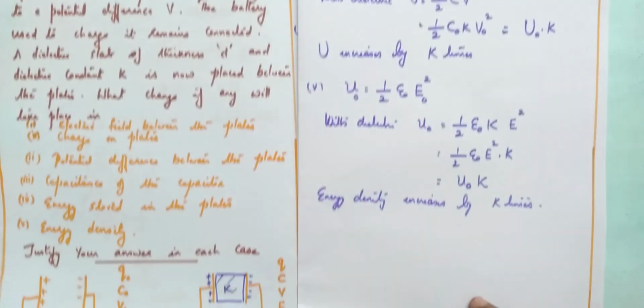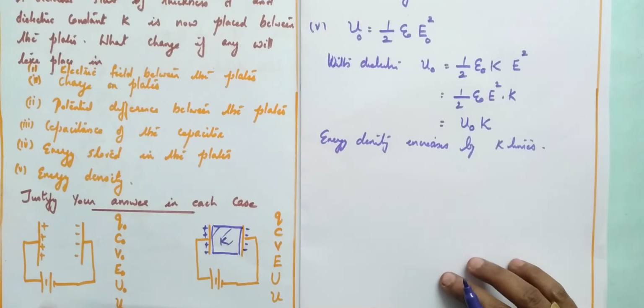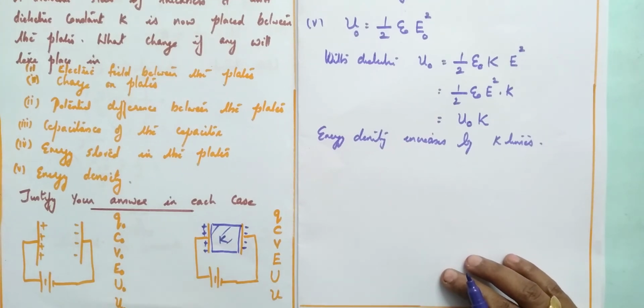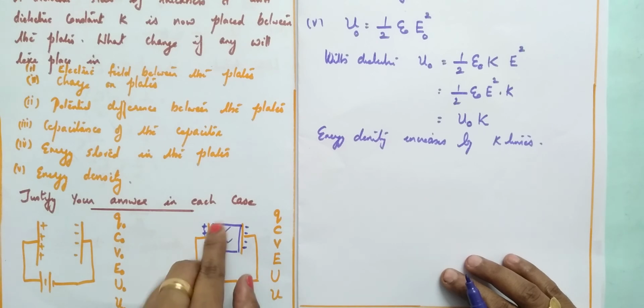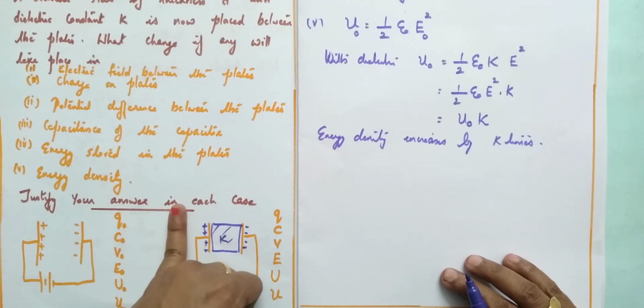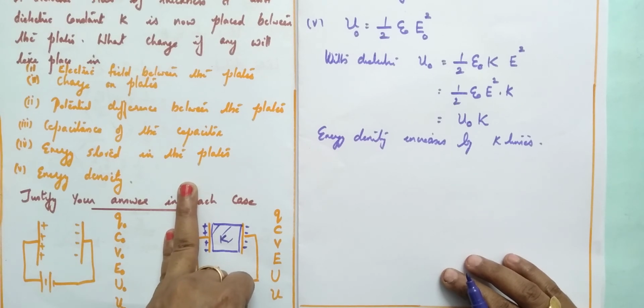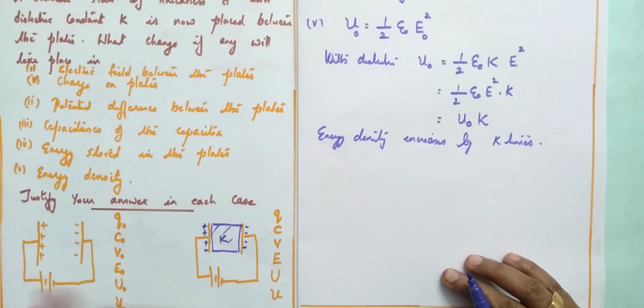Okay, so just understand this one. Being connected, if a dielectric slab is introduced, what remains constant? Potential difference and electric field remain constant. Okay, so being connected, if a dielectric slab having same thickness is introduced, potential difference remains constant and electric field remains constant, and all other physical quantities vary according to the formula.